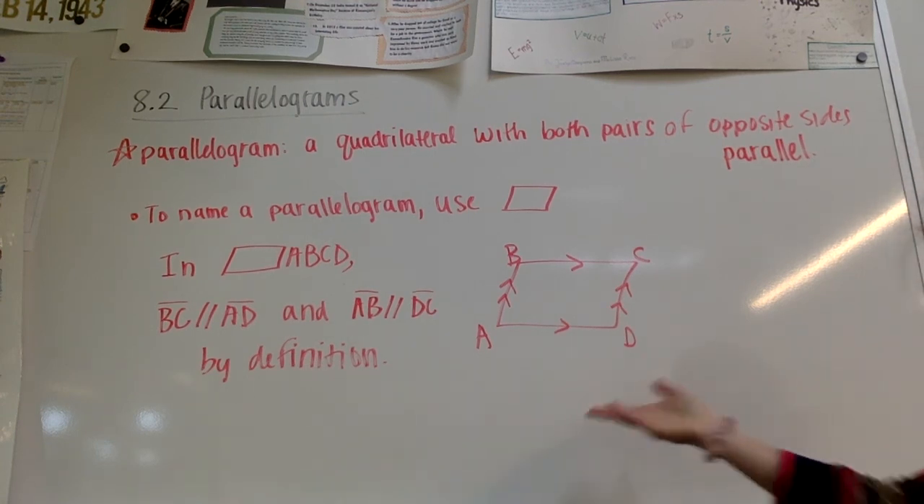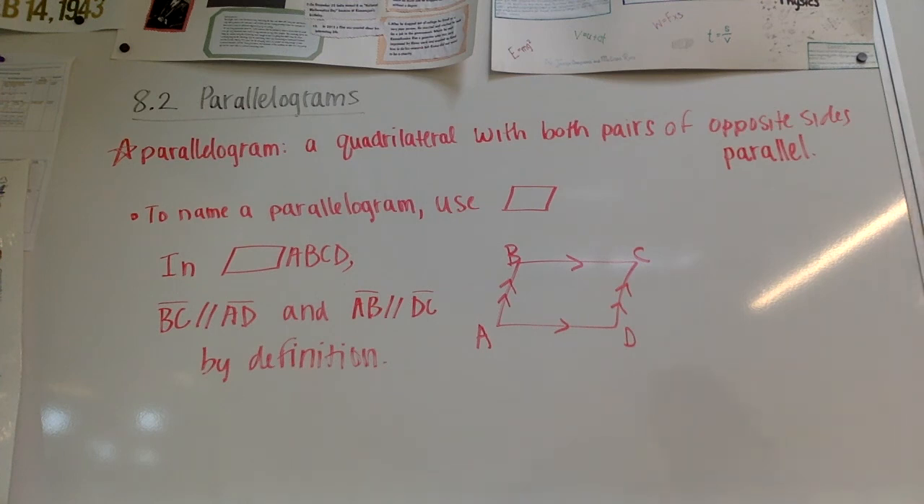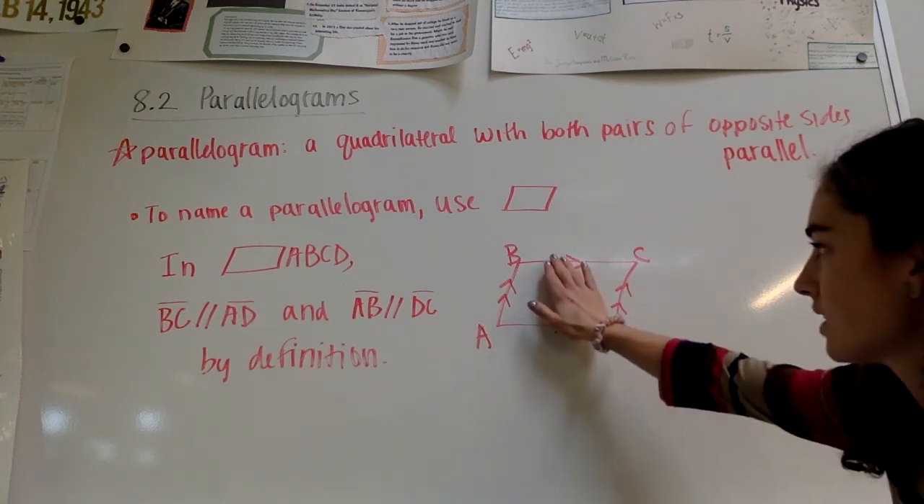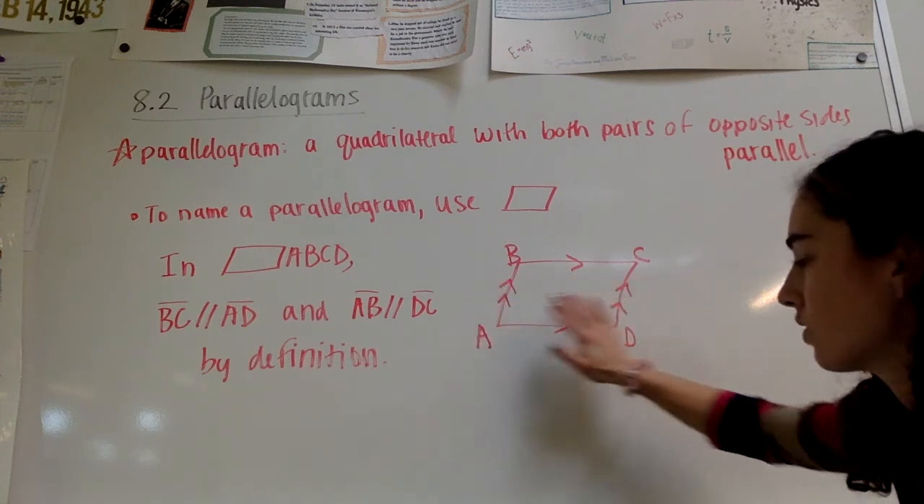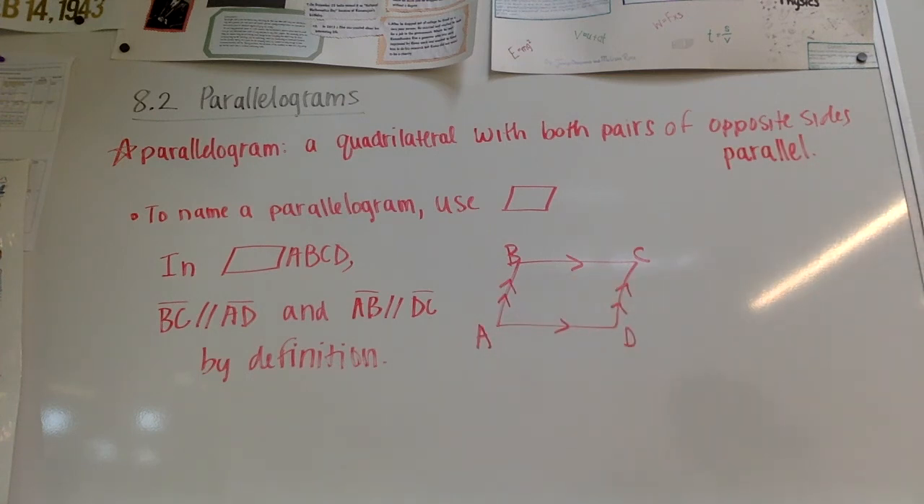So here's the example. In parallelogram ABCD over here, BC is parallel to AD, and AB is parallel to DC by definition. Okay, so go ahead and pause the video and then read that over and make sure you understand it. That this side and this side, top and the bottom, are parallel to each other, and then the two sides are also parallel to each other, and that's what makes it a parallelogram.